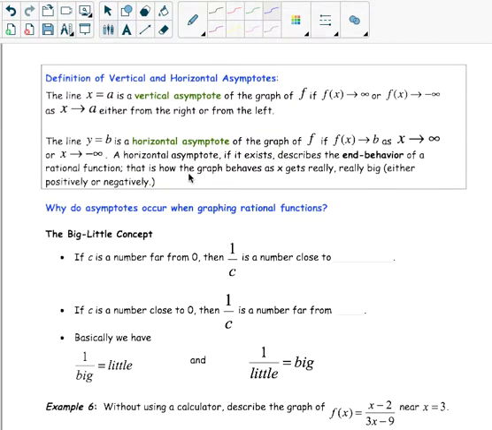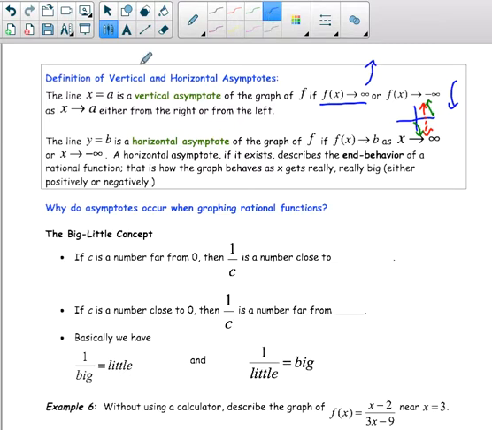So first of all, the line x equals a is a vertical asymptote of the graph of f if, what this notation means, f of x goes to positive infinity. That means the y values shoot up to positive infinity, or f of x goes to negative infinity. That means the y values shoot down as x gets closer and closer to a particular value. And that's what a vertical asymptote looks like. So on our graph, we would have, say this is the value a, this would be our vertical asymptote, and then our graph would be shooting upwards or downwards as x gets closer and closer to that value.